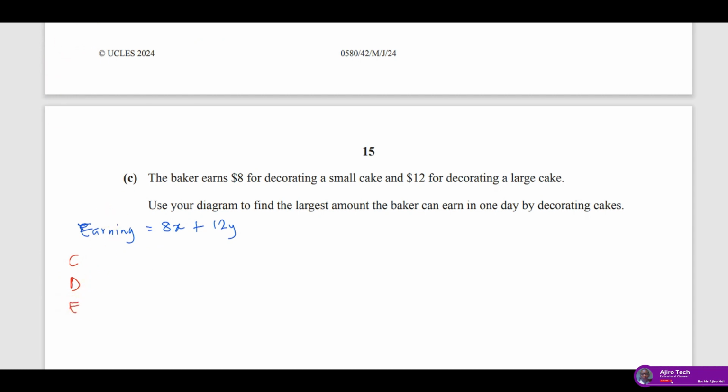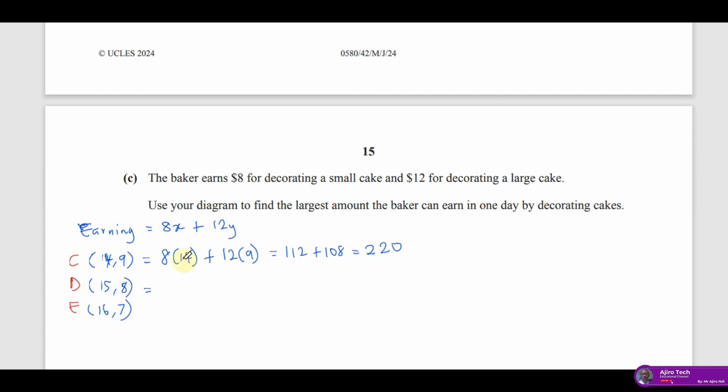So you have point C, point D, point E. Let me change my ink, sorry. This one is 14 by 9. This one is 15 by 8. It should be 16 by 7. So the highest should be any of these. At this point we have 8 multiplied by the value of x, 14, plus 12 times the value of y, 9. We get 112 plus 108, which is 220.